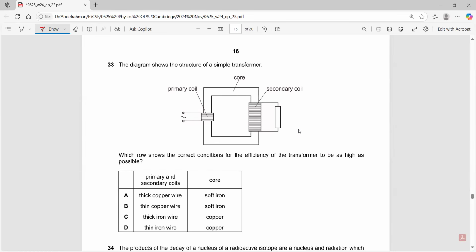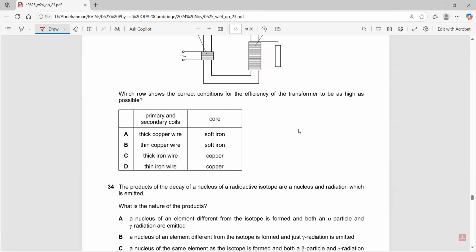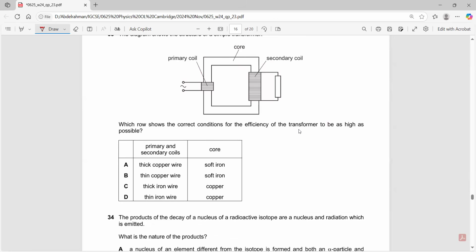Which row shows the correct conditions for the efficiency to be as high as possible? For the efficiency to be as high as possible, what should I do to the primary and secondary coils? I should use thick wires, right? You should use thick wires. What about the core? It has to be iron. Thick wires to decrease the resistance.